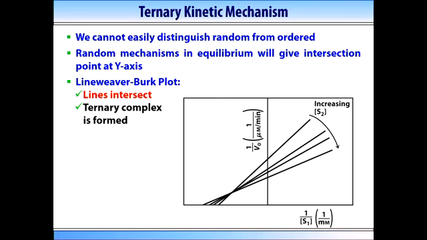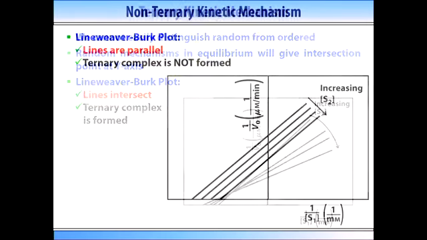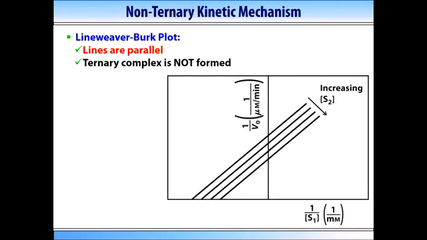So if these Lineweaver-Burk plots intersect, then that's basically an indication of a ternary complex being involved in the reaction. While in the case of no ternary complex involved, the lines will be parallel. So we will have the lines basically going closer and closer to 0 as the concentration of substrate 2 is increasing, while we fix the amount of substrate 1.